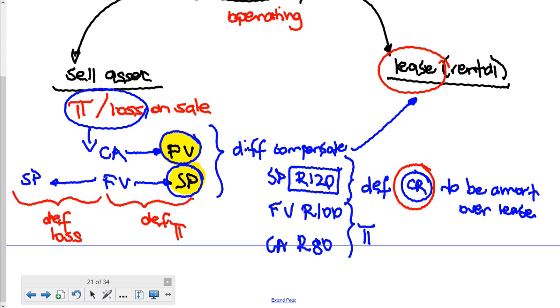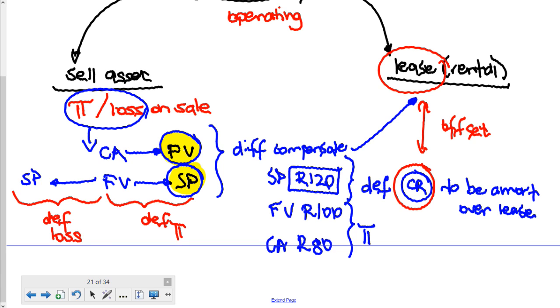The bank gave you too much money up front. You've agreed to pay him bigger lease installments later. But what we're going to do is that money that he gave you up front now, we're not going to recognize it as income now. We're going to keep it tucked away, and we're going to only recognize it as income over the lease. And as we recognize it as income, so it will offset the lease installments, which are too big.